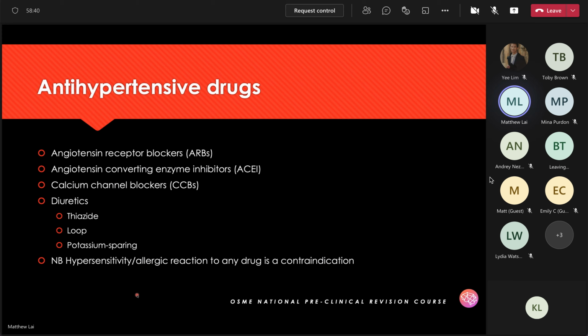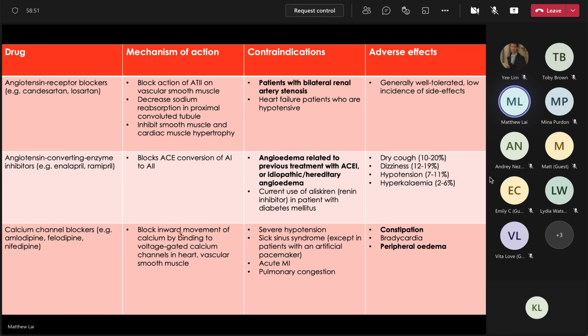So these are your antihypertensive drugs: angiotensin receptor blockers, ACE inhibitors, calcium channel blockers, and diuretics. So these next two slides are big tables, which you can go back and refer to with the drugs, the mechanism of action, contraindications, and adverse effects. But I'm going to point you towards a couple key things. Here, for ACE inhibitors, contraindication is patients with previous history of angioedema. Calcium channel blockers, watch out for constipation and peripheral edema.